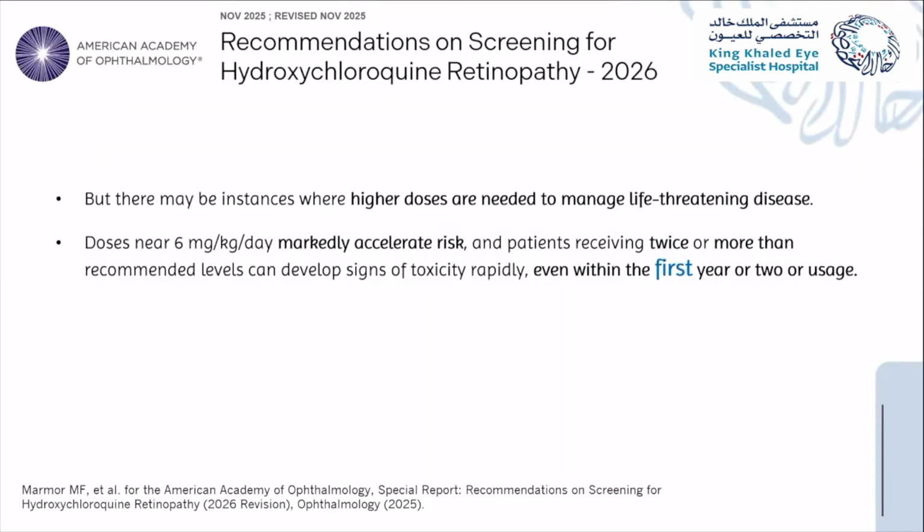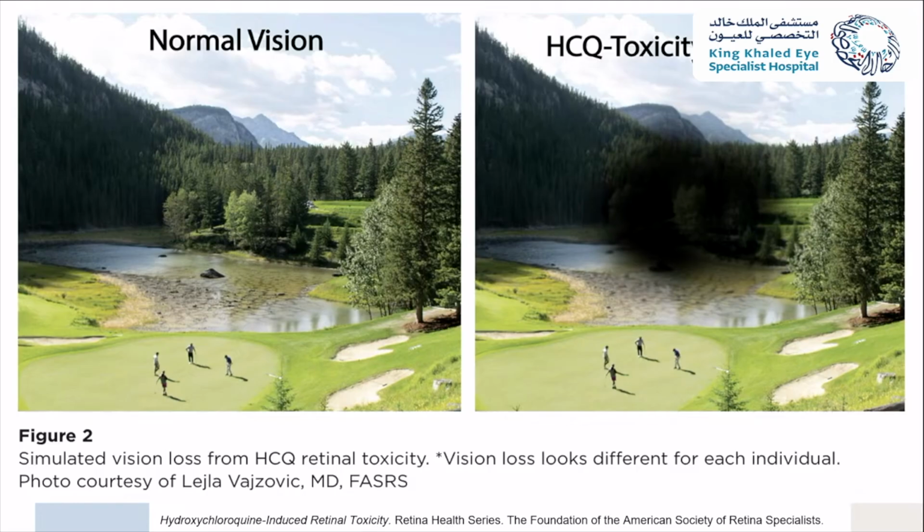So with the higher doses, we are expecting more toxicity. Actually, if we are using 6 milligram per kg per day, it will double the risk, and the signs of toxicity will appear rapidly, even within the first year. This is a picture of the normal vision and the dark spot that will appear with hydroxychloroquine toxicity.